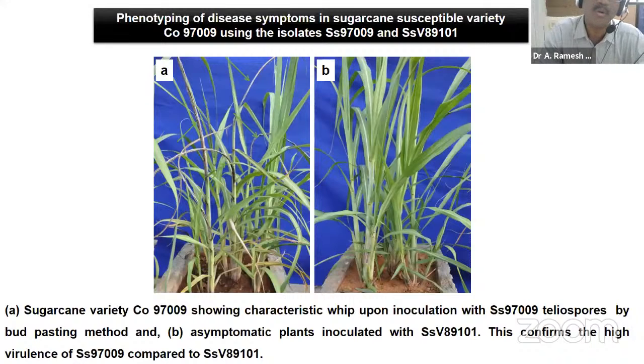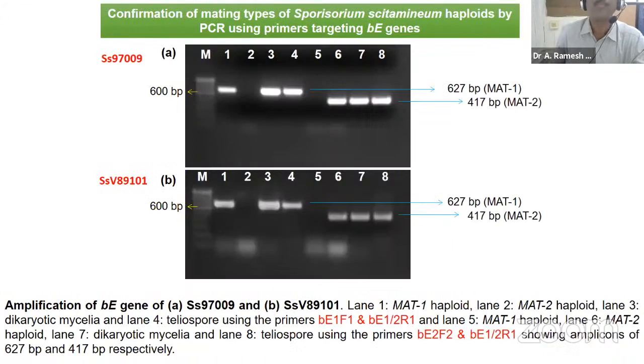Over the past 5 years, we have been screening several isolates from different geographical locations, and we could clearly distinguish two different phenotypes. One is a virulent pathotype, what we call SS, Porcine Cytaminium 97009, and another one is an avirulent phenotype from Andhra Pradesh, that is SS, V stands for Uiru 89101. So phenotypically, we have clearly distinguished two different pathotypes.